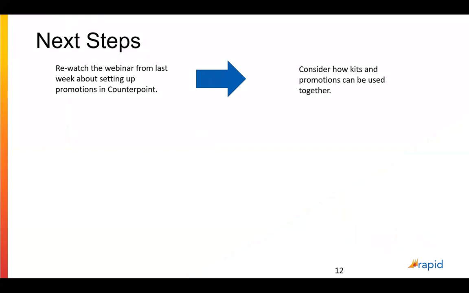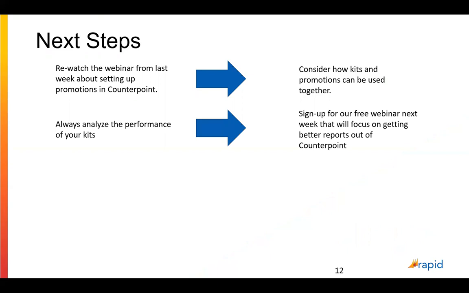Good. So next steps. We had a webinar from last week about promotions in Counterpoint. We've had a couple questions about how BOGO pricing affects that. So if you're interested more in that topic, go ahead and take a look at our webinar from last week and see how promotions can tie into kits a little bit. And next up is going to be to always analyze the performance of your kits. That way you can see how effective it is. We do have a free webinar next week that is focusing on how to get better reports out of Counterpoint. And that's going to be really helpful when you're analyzing this.